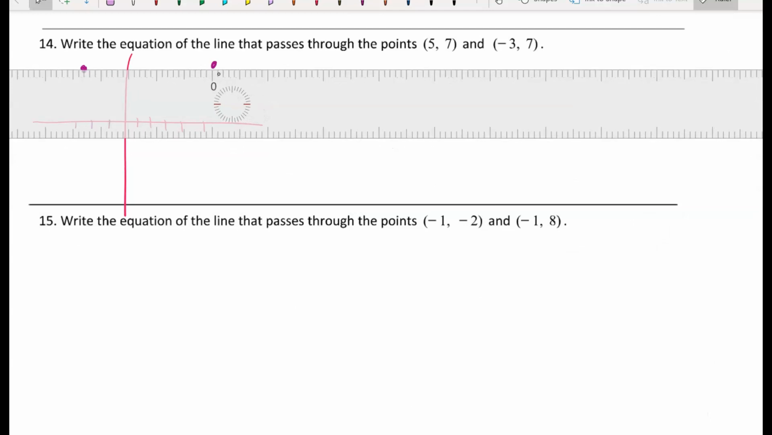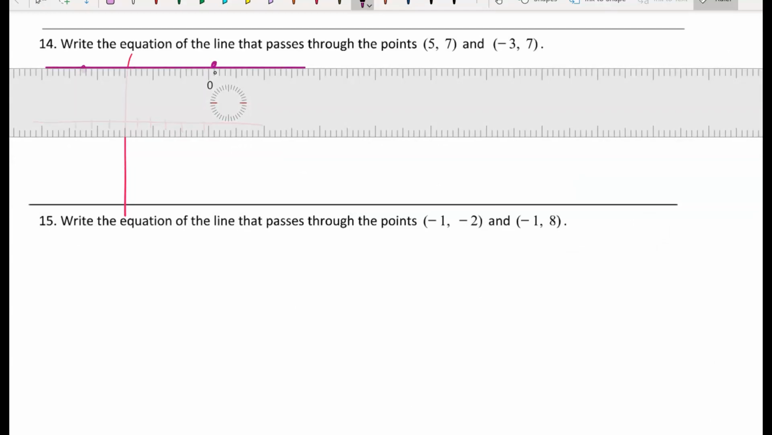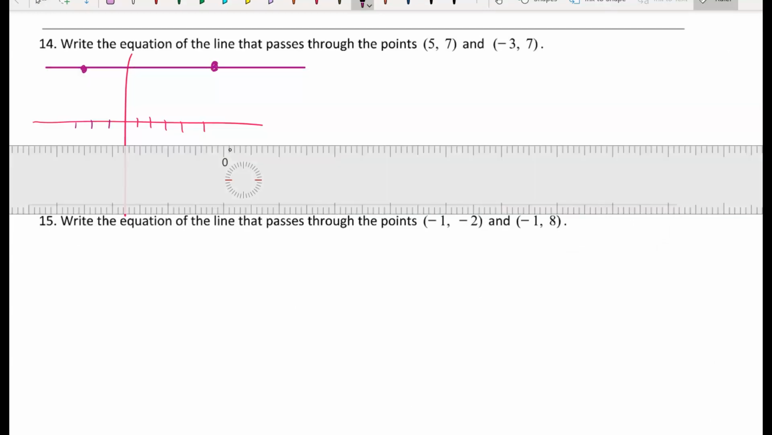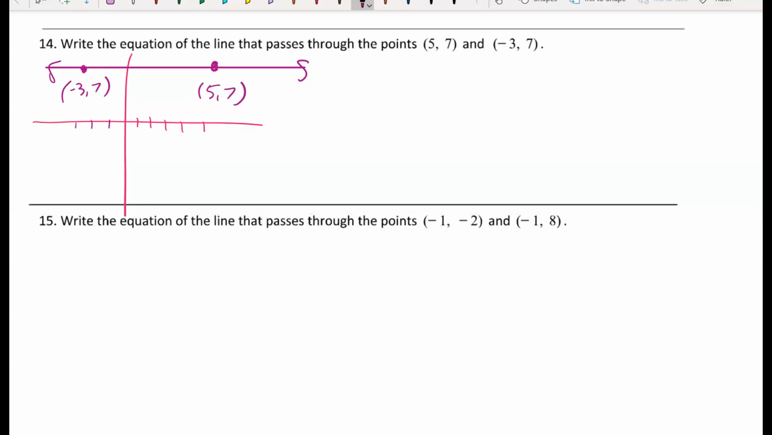You should notice something about the y coordinates of these 2 points. For (-3, 7) and (5, 7), the y coordinate of both these points is 7. So when I draw a line straight through those, I get a horizontal line at y equals 7, so I know that's the equation of my line.